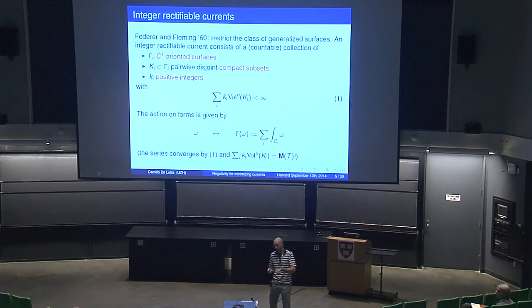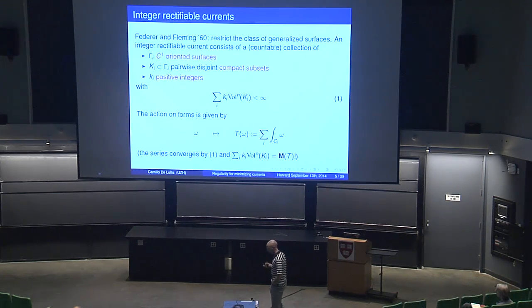This is going to give you a linear functional. This is going to give you a well-defined number, because I'm assuming that this quantity here is finite, so this series is converging. Remember that here there should be a coefficient ki, which I forgot, which is the multiplicity with which you consider that particular surface. OK, so that defines you an integer rectifiable current.